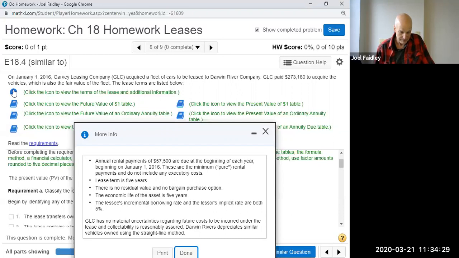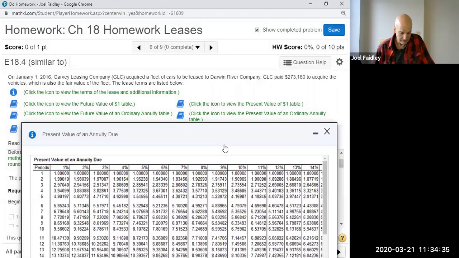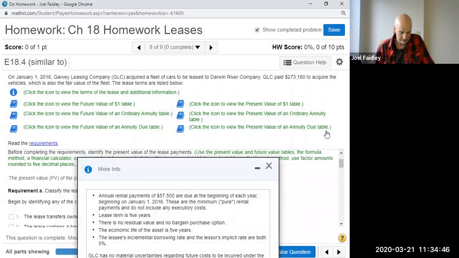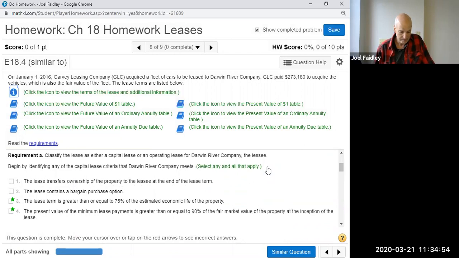We're going to use 5 years, 5%, times 57.5. Annuity due, 5 years, 5%: 4.54595. You multiply that by $57,500, and you should get $261,392. So the lease term is greater than 75%.